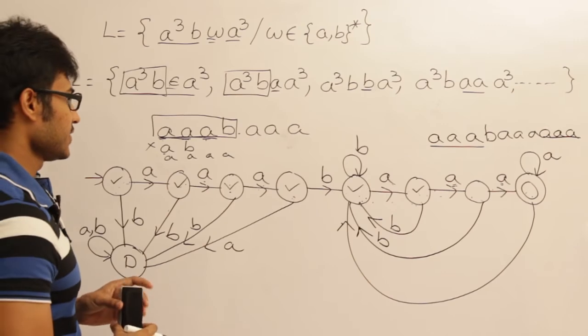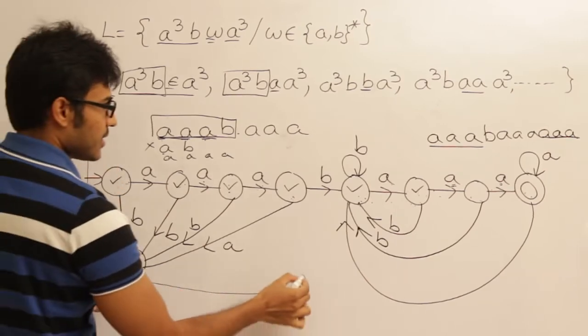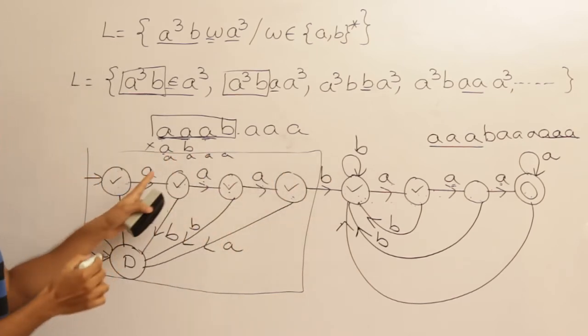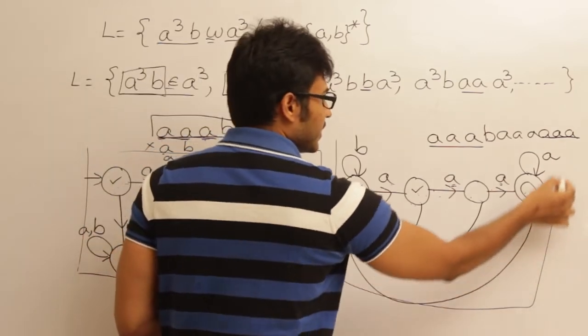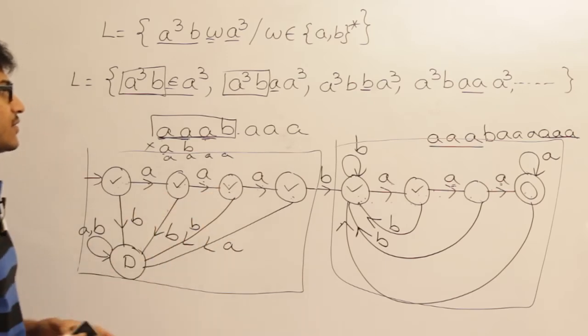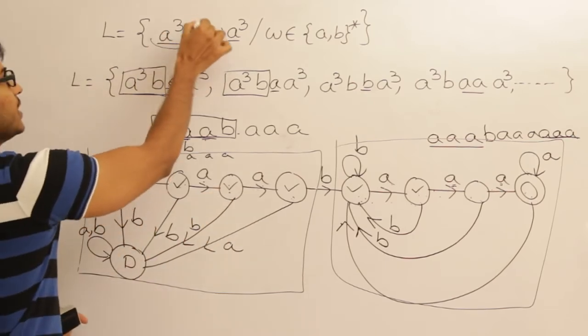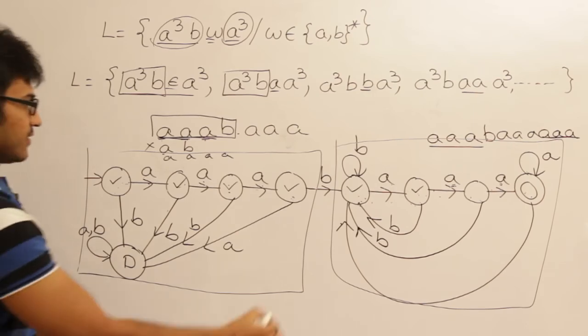So try to understand this. What happened till here? Till this part, it is nothing but starting with A cube B. And what happened till here? It is nothing but ending with A cube. It is nothing but a concatenation of strings starting with A cube B and strings ending with A cube. This is the final answer.